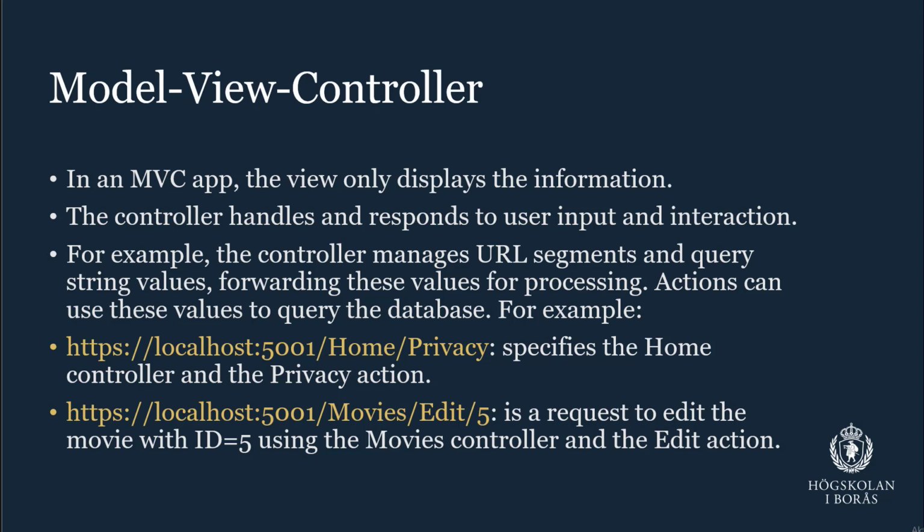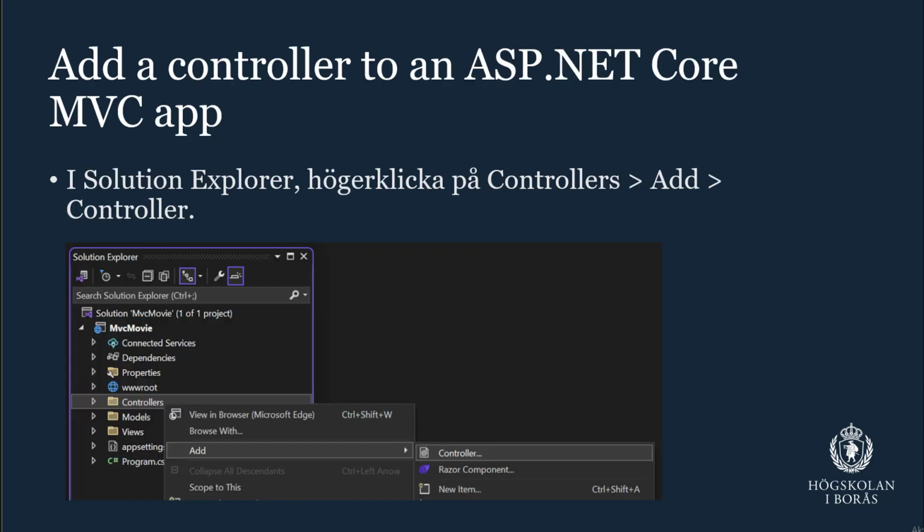In the second example here we have HTTPS localhost with a port number of 5001. We are targeting the movies controller with an action of edit by also passing a parameter with a value of 5. And in this example it is a request to edit the movie with the ID 5 using the movies controller and the edit action. And here we have two examples of how we can perform these requests to the server with the URL.